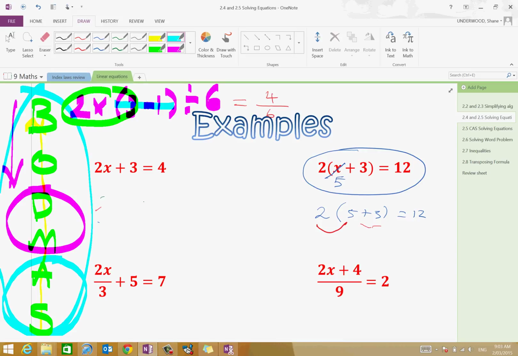Because I know what you've been doing. A lot of you have been guessing and checking. So, how would you get full marks in this? Well, first of all, we've got to look at this. Is it addition or a subtraction? It's addition. What's the inverse of addition?